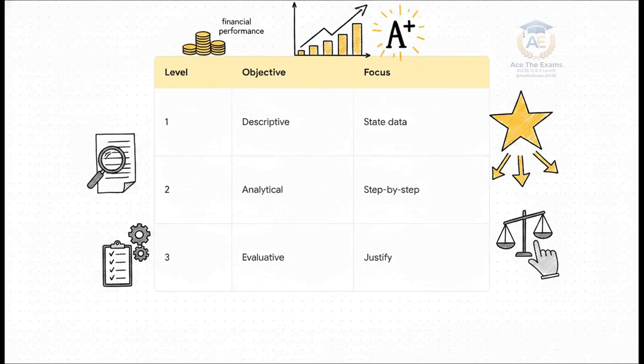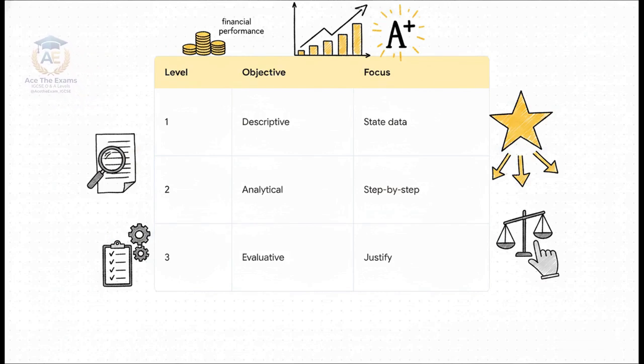Level 1 is AO1, descriptive knowledge. You're just stating facts. Level 2 is AO2, analytical problem solving, breaking the data into logical steps. But Level 3, AO3, this is the evaluative tier. This is the A-star territory.